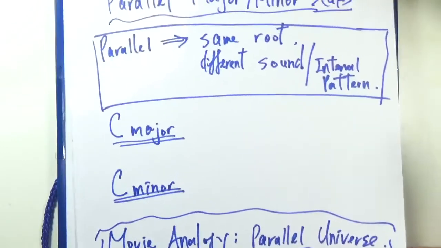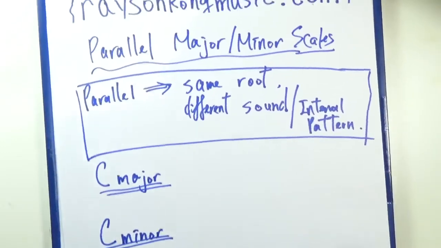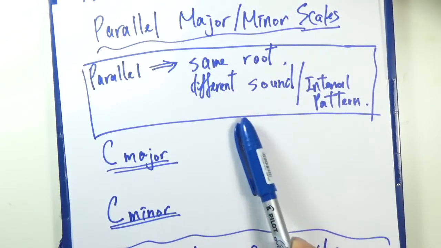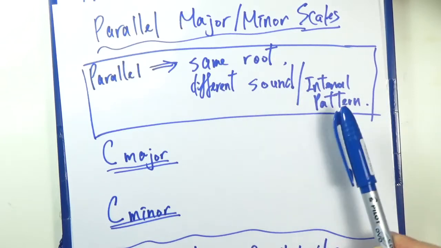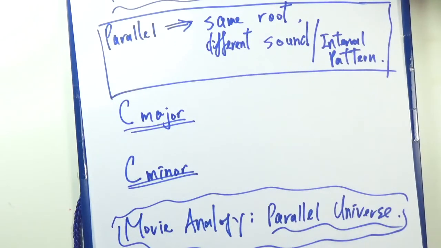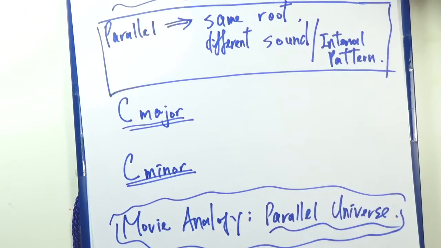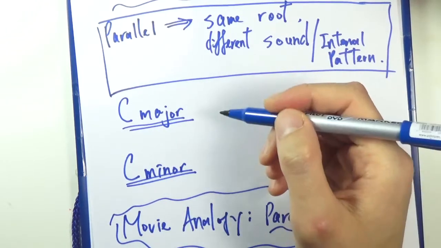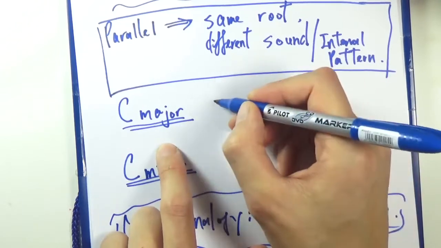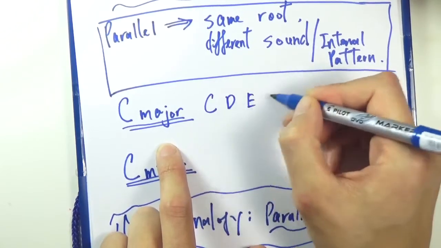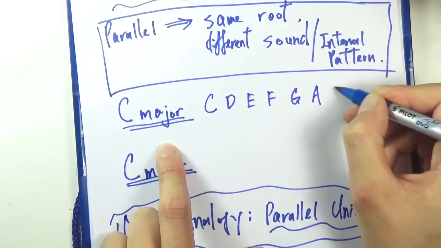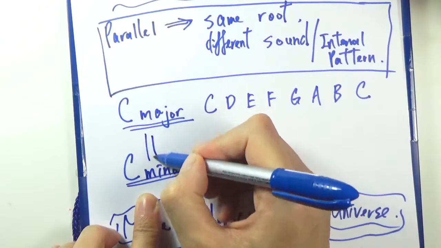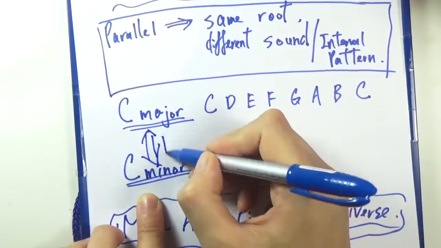In the parallel major and minor scale, they would have the same root, but they would have a different sound or different interval pattern. So one very simple example, and for now we're only dealing with major and minor scales. Okay, so for example, C major we have C, D, E, F, G, A, B, C. And C minor is actually, well, they are parallel to each other.